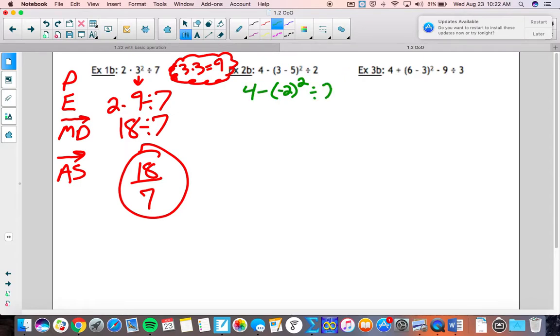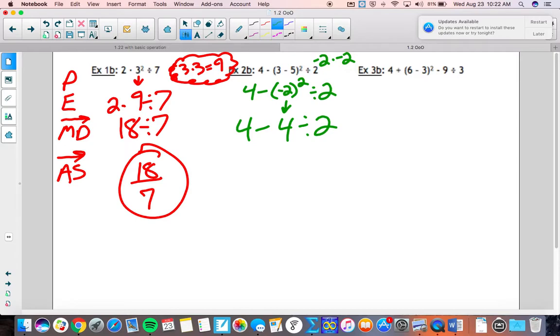If you were to use a calculator here in a second and you didn't use parentheses around that negative 2, it would goof it all up. So negative 2 squared means negative 2 times itself, a total of 2 times. So negative 2 times negative 2 is a positive 4. So I've got 4 minus this 4 divided by 2.